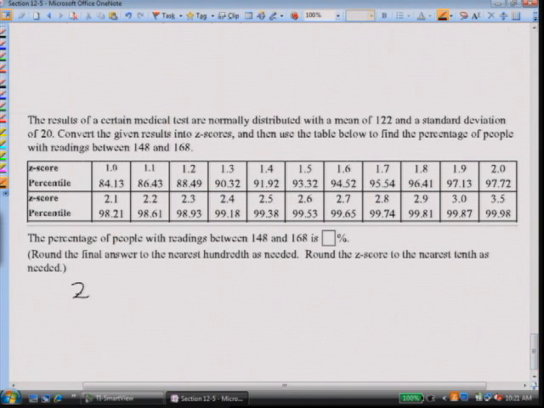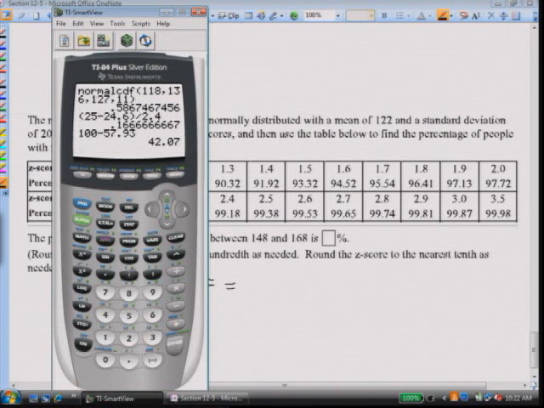So the z-score for 148 is, remember, the data value, which is 148, minus the mean, which is 122, divided by the standard deviation, which is 20. So I'll do 148 minus 122 divided by 20. And remember to use parentheses if you're doing that in one line on your calculator. So you get 1.3.